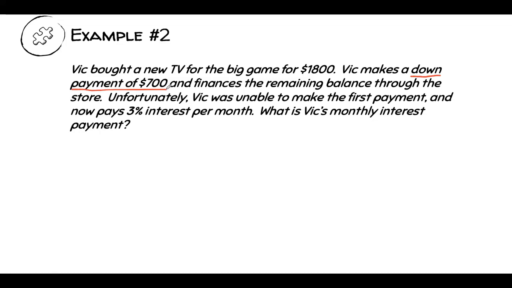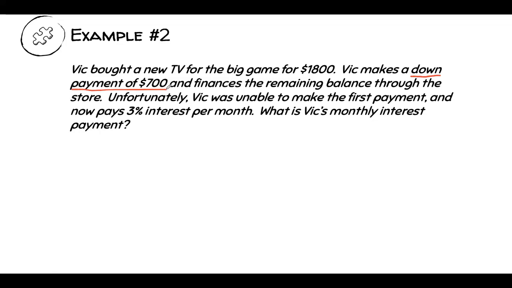So it says Vic was unable to make his first payment, and he now pays 3% interest per month. So now we want to know, okay, he's got $1,100 that he owes, but in addition to that $1,100, he has to pay 3% extra every month. This is because he forgot to make his payment. So we're going to take 3% of $1,100. It turns out it is $33. And so as a penalty, Vic is going to have to pay $33 for this first month in addition to his monthly payment.